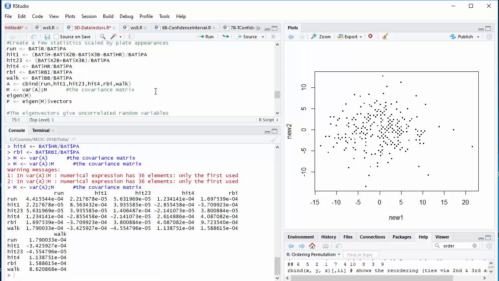And if you look at this, you'll see that most of these statistics have a positive correlation, but some of them don't. For example, the number of singles is negatively correlated with the number of home runs. The number of walks is slightly negatively correlated with the number of doubles and triples, and so on.